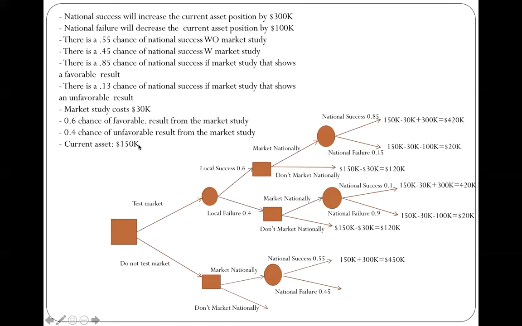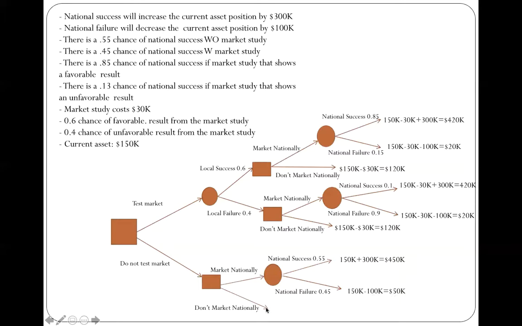Again, start with the initial value of 150K. Since we do not do any local tests, we don't deduct any value for the local test. But since we have observed a national fail, and then we decide to go ahead and market nationally, but we observe national failure, the value of our asset is going to decrease by 100K. So the value of the final asset, if we end up at this point, is 150 initial value minus the reduction in the asset value because of the national failure, and that brings the asset value to 50K.